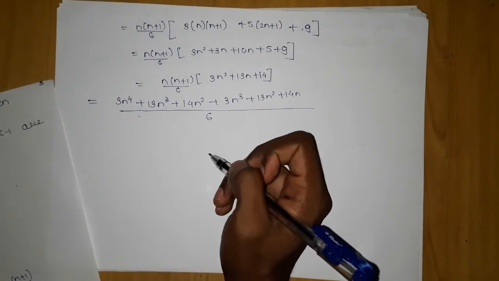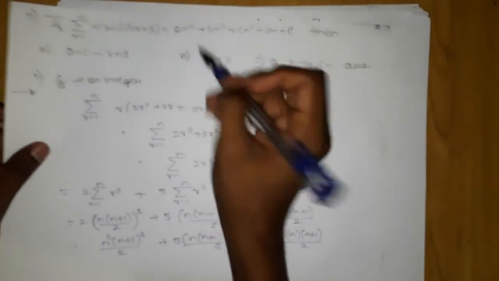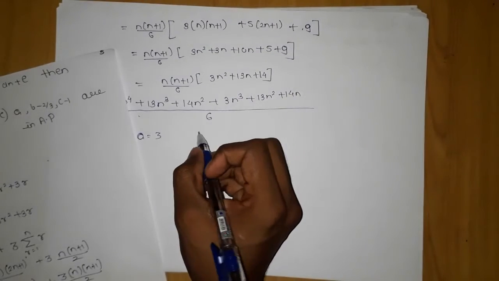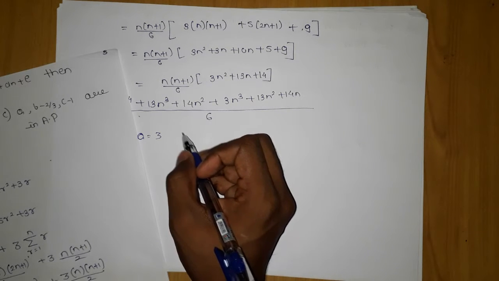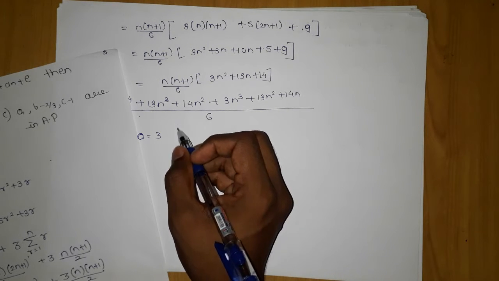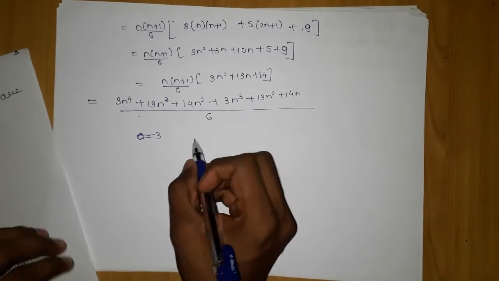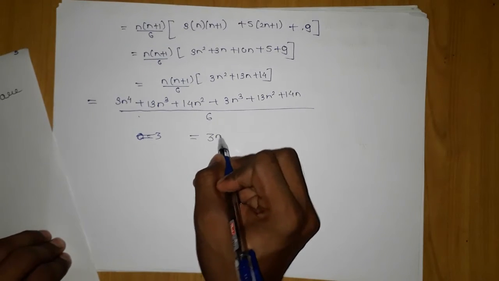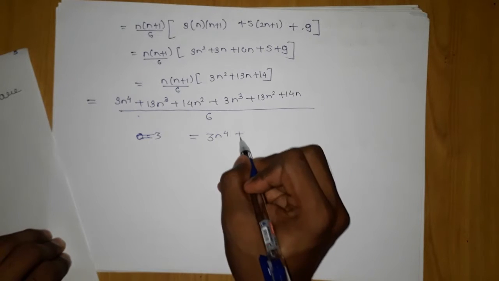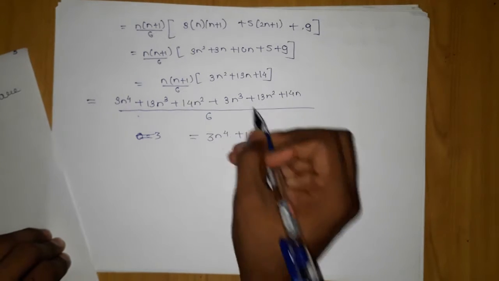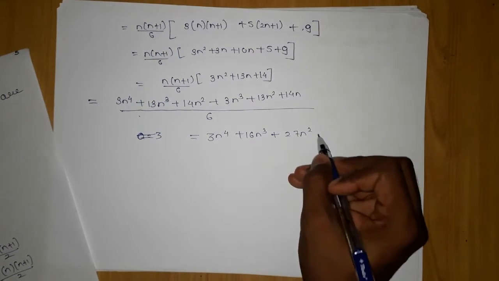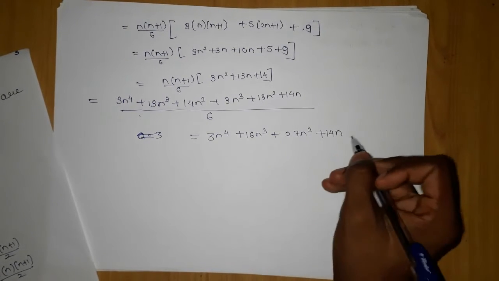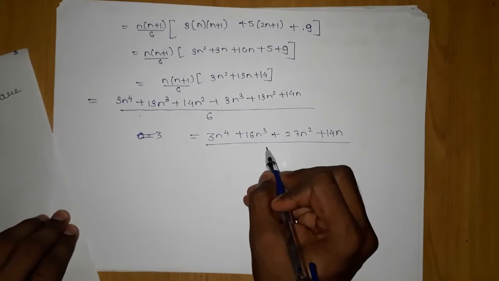Now we compare this with the given one. We have to collect the similar terms and then compare. So this will be 3n power 4, then we collect this term, which is 16n cube, then 27n square, and the last is 14n, divided by 6.